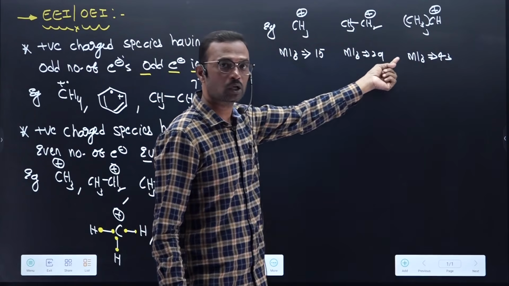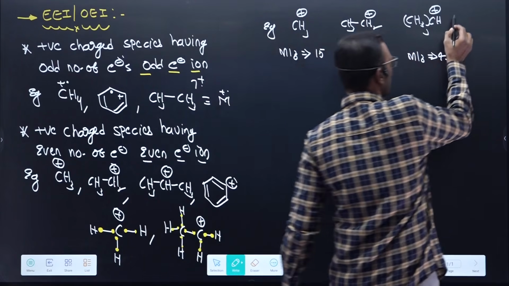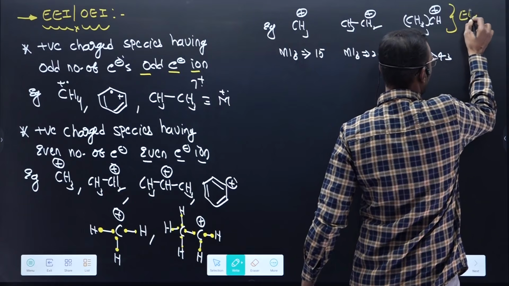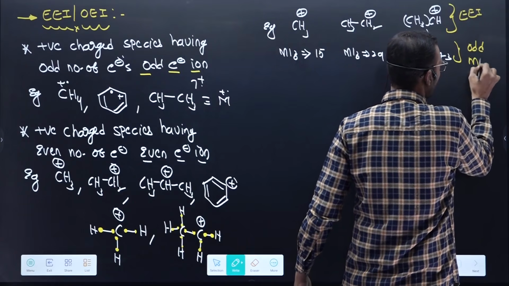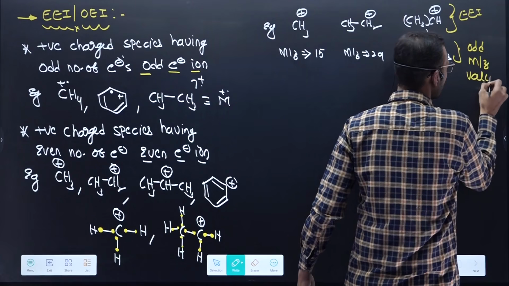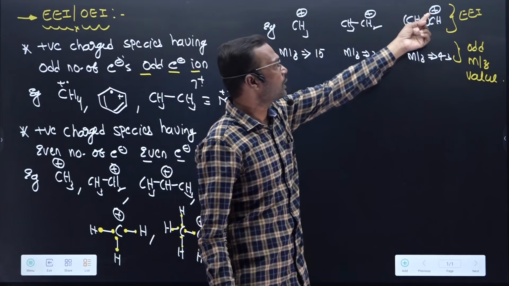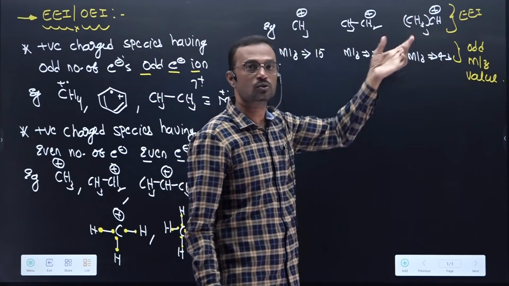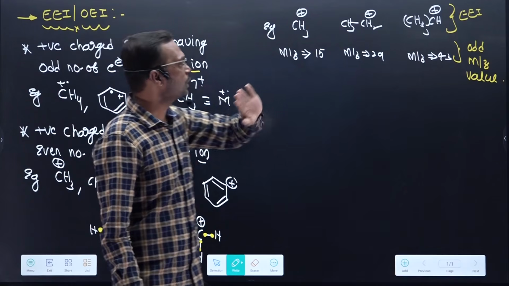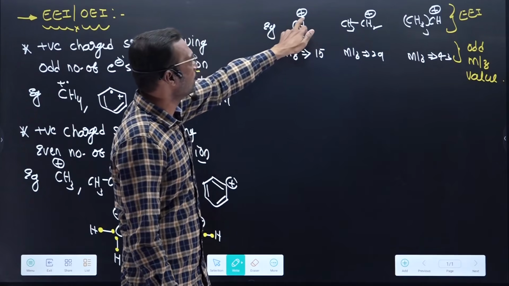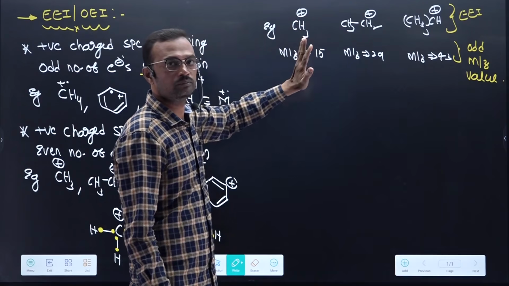Here mass number is odd. Don't think it is an odd electron ion. Remember, these are all even electron ions having an odd mass, odd m by z value. So remember, don't think that even electron ion has an even m by z value. That is a wrong statement. I will show one technique how to identify. But remember, there is no relation between even electron ion and odd m by z value.